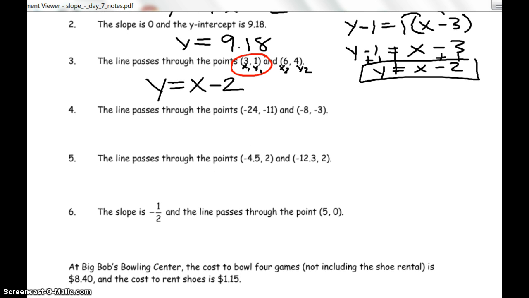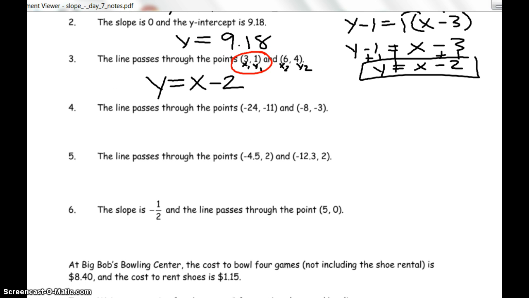Number 4 is the same way. So I'm going to skip that one. Well, actually, let's not, because it's got negatives. So we have y2 minus y1 to find our slope over x2 minus x1. y2 is -3 minus -11. I put those on top of each other, sorry. Over -8 minus -24. This turns into addition.